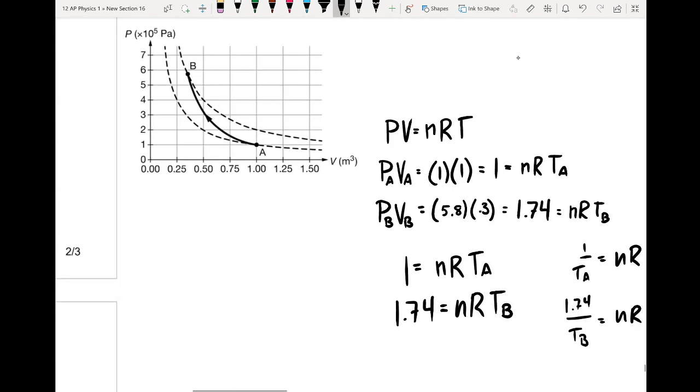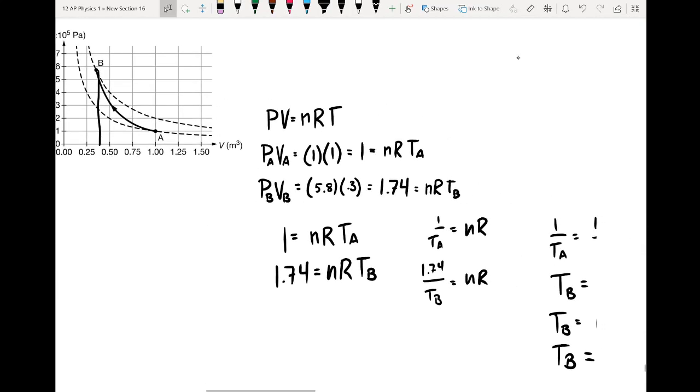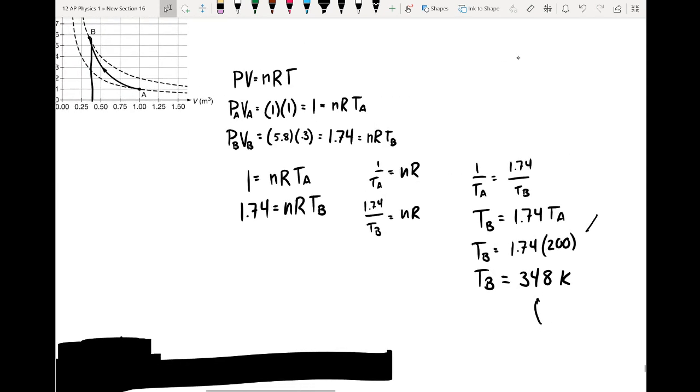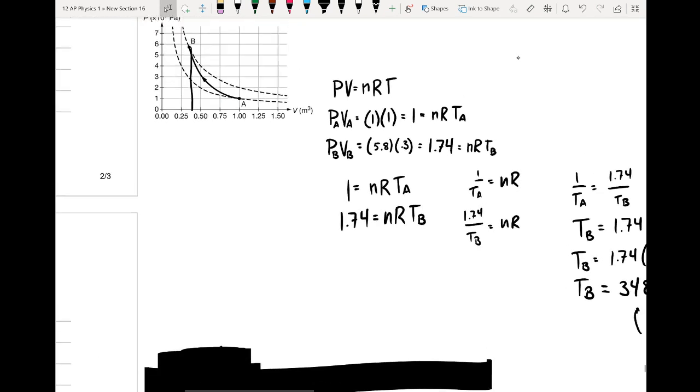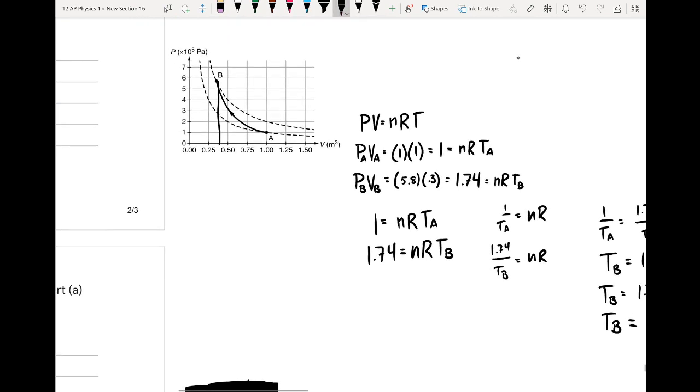I really missed the mark on the volume. It's probably more like, I don't know, 0.4 maybe. That's my bad. And then also with the pressure, we're really just doing a ratio, so it doesn't matter that I didn't do times 10 to the 5th, but we'd probably want to. If we were calculating numbers, we'd want to do times 10 to the 5th if we weren't just finding a ratio.